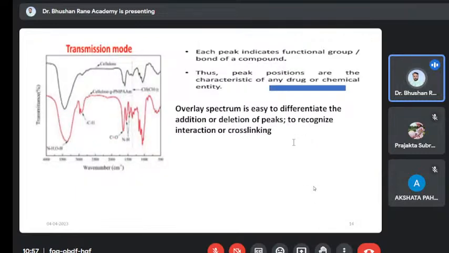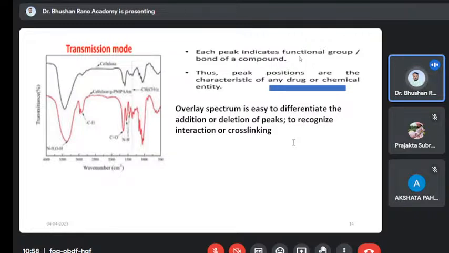As it is a transmission mode, you can understand how the peaks are. It is a reverse peak if you compare it with the UV plots. At a specific wave number, when the light is absorbed, the degree of transmittance is less. So you can predict that specific wave number of light is absorbed by your compound. Each peak indicates a functional group or a particular bond within that molecule or compound.